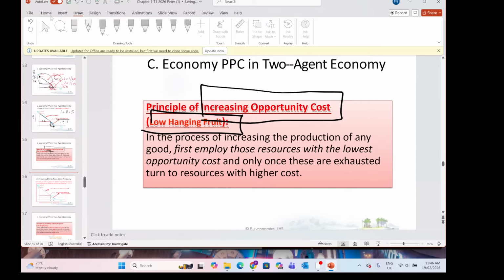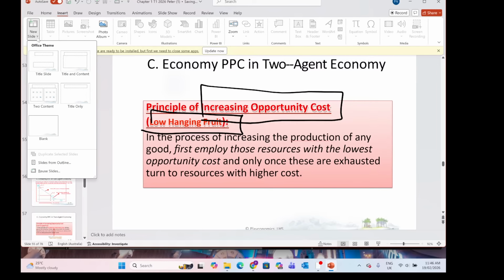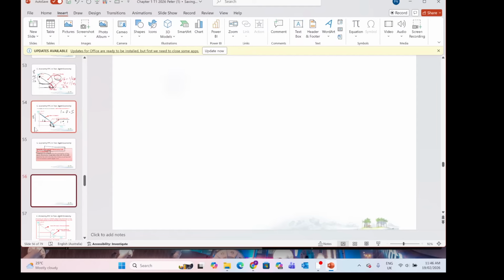I'm going to insert a slide here in case I decide to just, if I need to, free draw something.